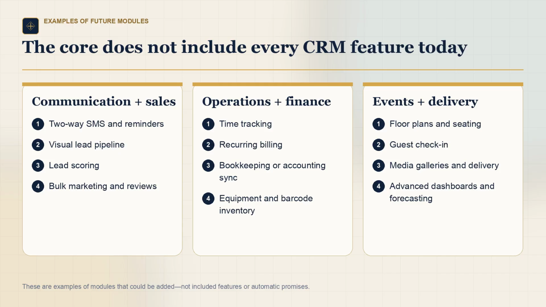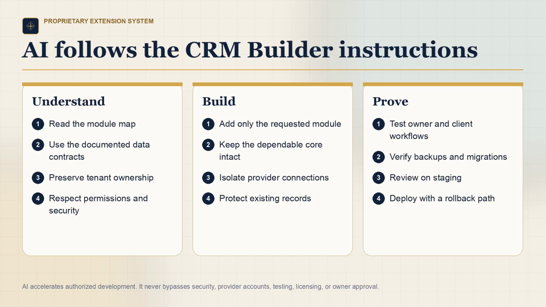Your CRM is designed as a protected collection of modules around shared clients, events, packages, permissions, and history. The proprietary CRM builder instructions document the module map, data contracts, permissions, tenant boundaries, security checks, migrations, testing, deployment, backup, and rollback rules. Your authorized AI assistant can use those instructions to help turn your business requirement into a reviewed module that attaches to your existing system.